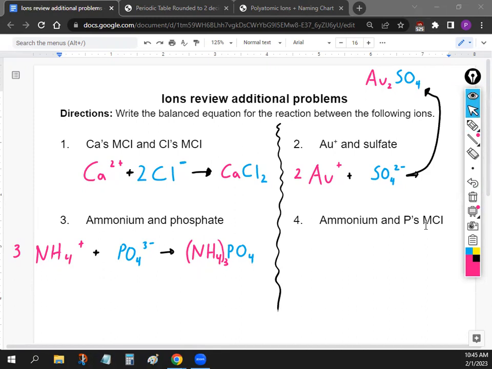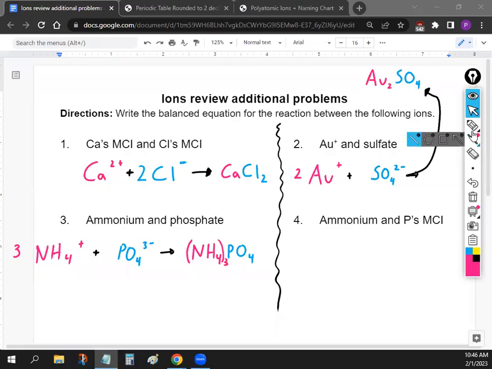Alrighty, so let's do the last one. Now that you should be very comfortable with the parentheses and what you do with polyatomics, take about 2 minutes to try number 4. You can check with the person next to you, and then we'll go over this and I'll get you started on your assignment. Okay, so take 2 minutes to finish up number 4 with the person next to you.